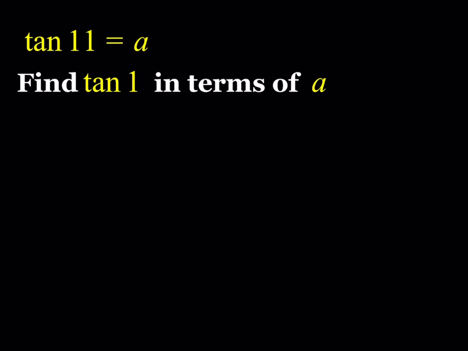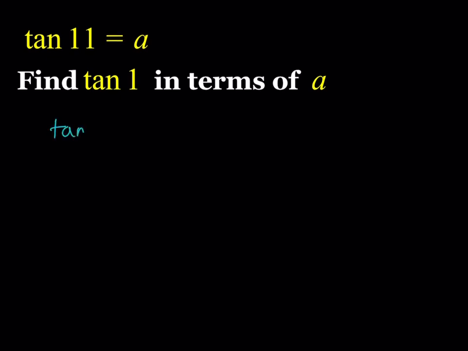So how do we associate 11 degrees and 1 degree? That's what we're supposed to do here. So this is what I'd like to do. I'm going to take tangent 11, and let me write the formula first. So we know that tangent 2 alpha is equal to 2 times tangent alpha over 1 minus tangent squared alpha.